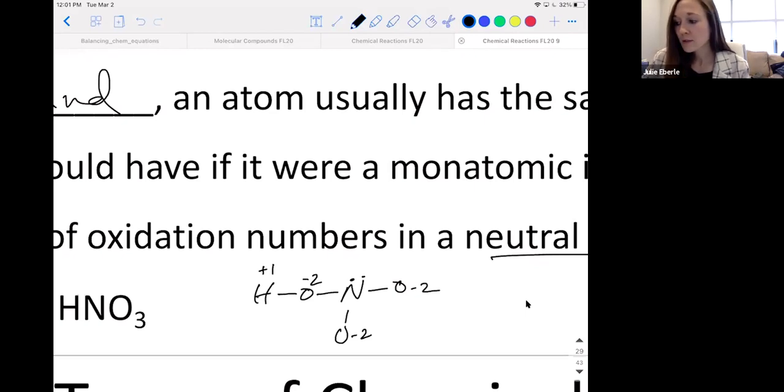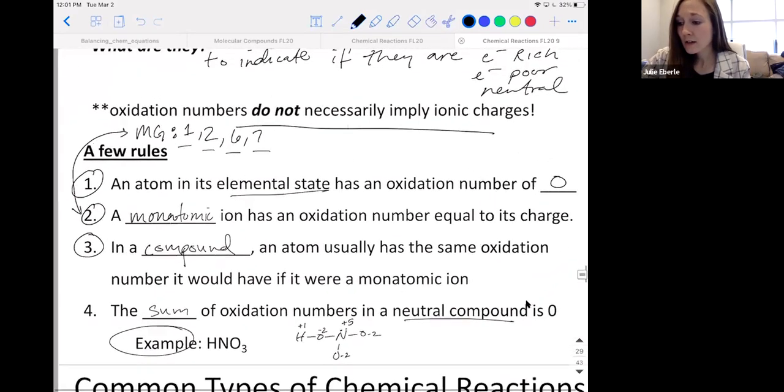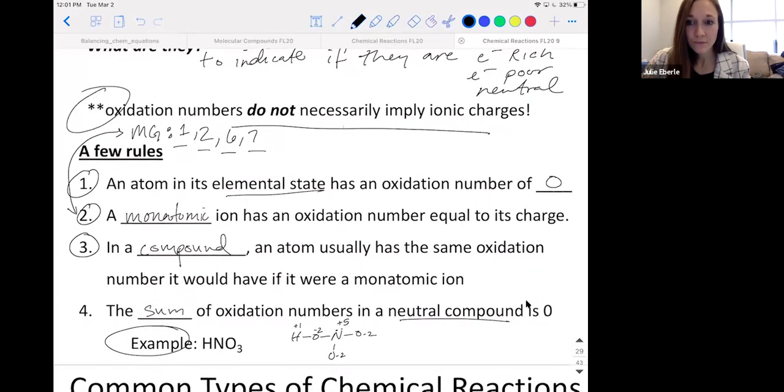If the sum of these numbers has to add up to 0, what oxidation number would we give nitrogen? I'm seeing in the chat, everybody's writing +5, and that feels very bizarre. Usually nitrogen as an anion carries a -3. But this reinforces the point that oxidation numbers don't always match charges. Sometimes you see weird things like nitrogen here being a +5.